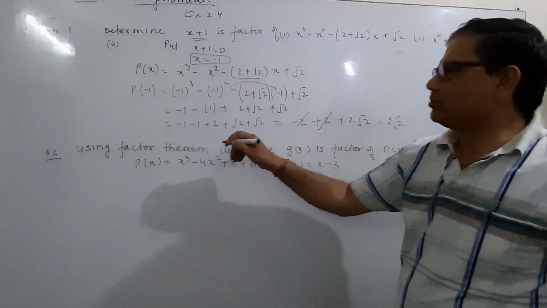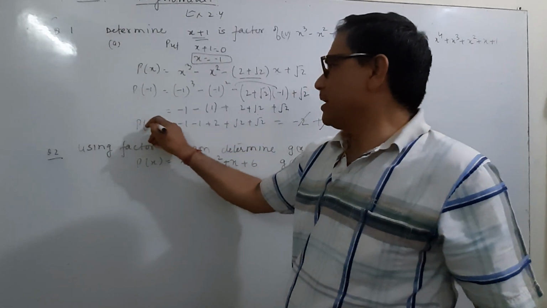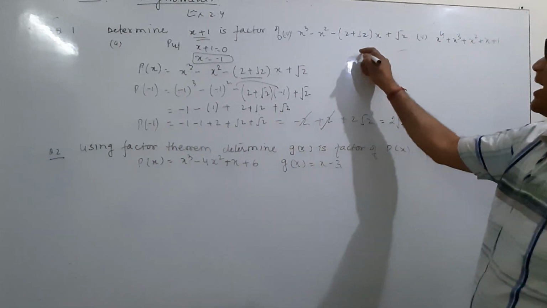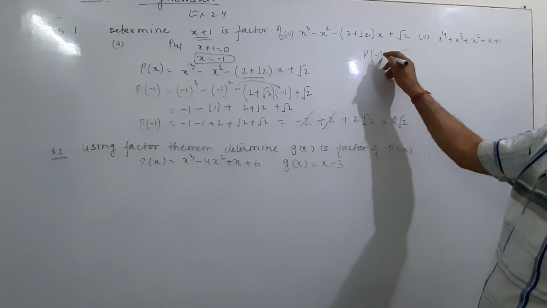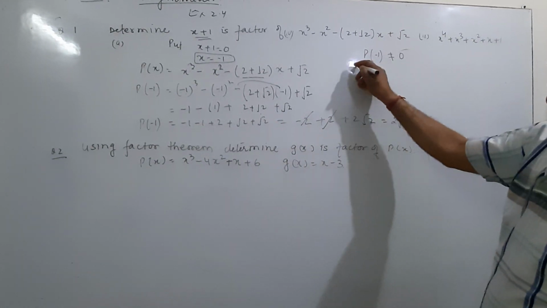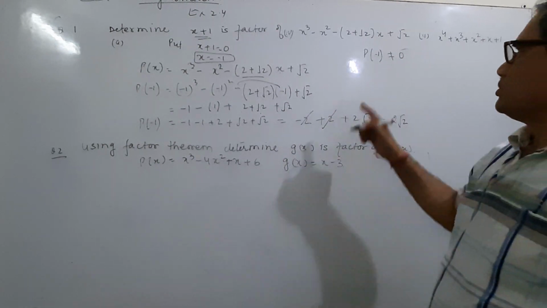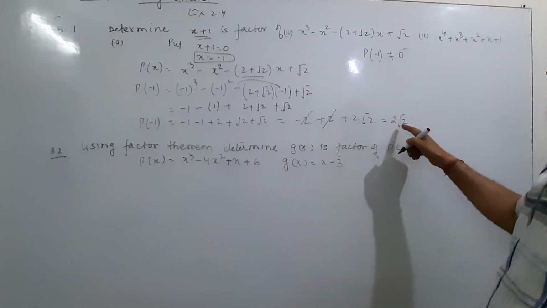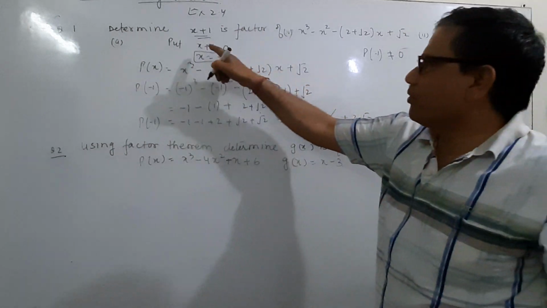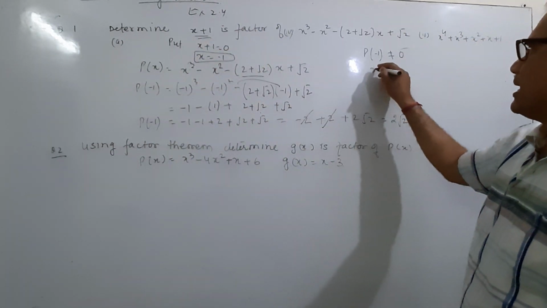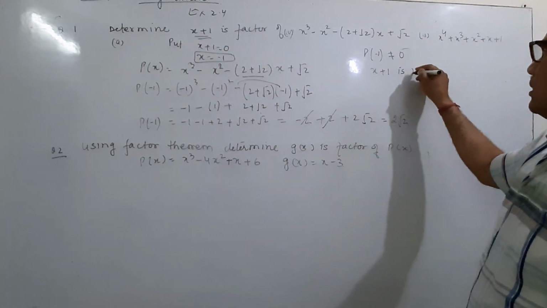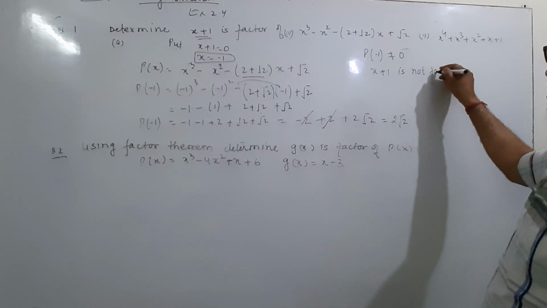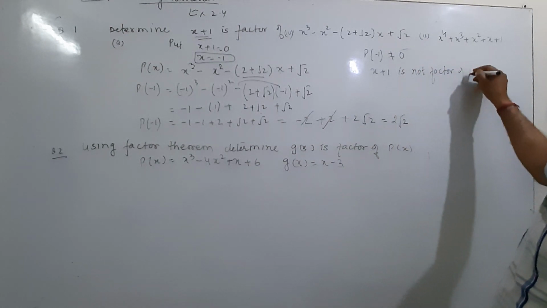So remainder is 0? No. Remainder not equal to 0. So what we will write? P of minus 1 is not equal to 0, because it is 2 root 2. Therefore, x plus 1 is not a factor of p(x).